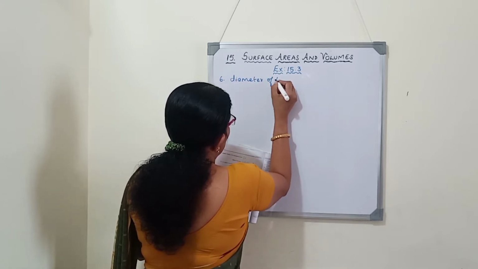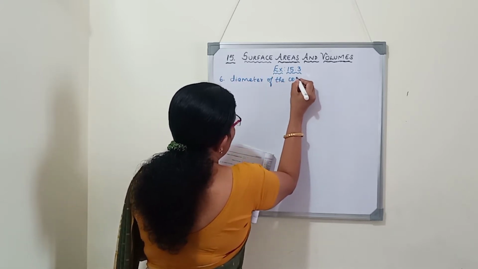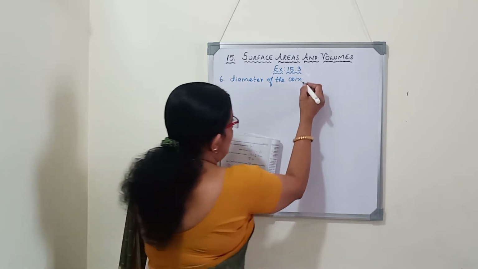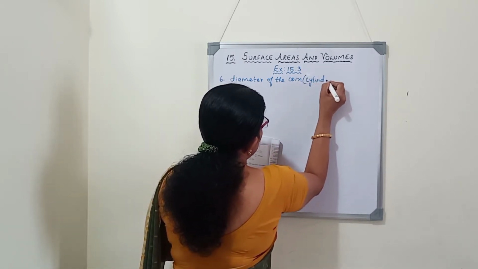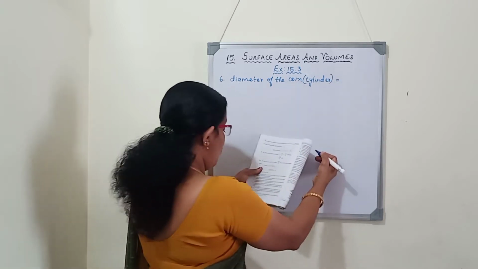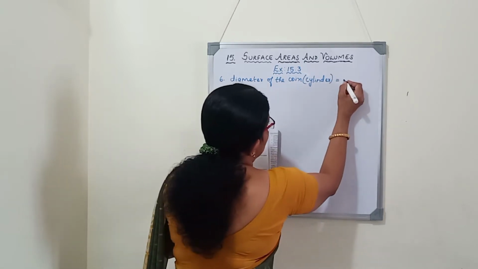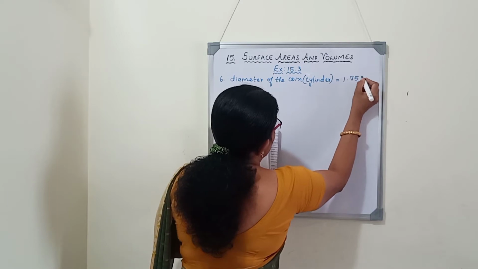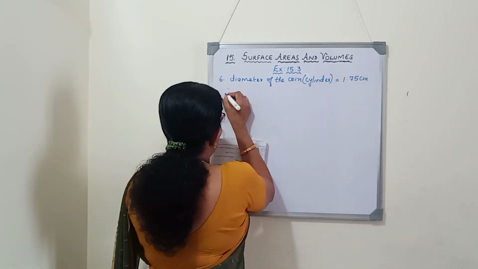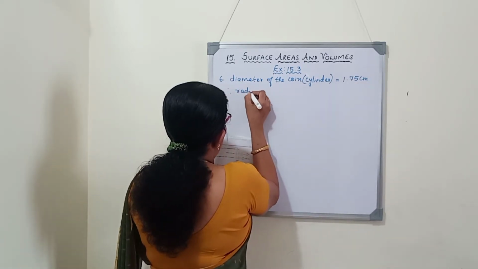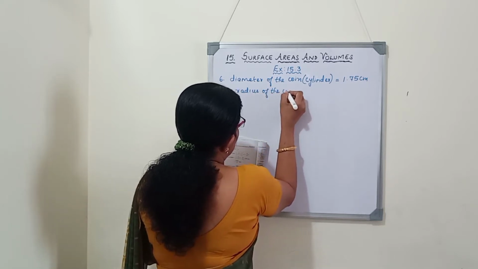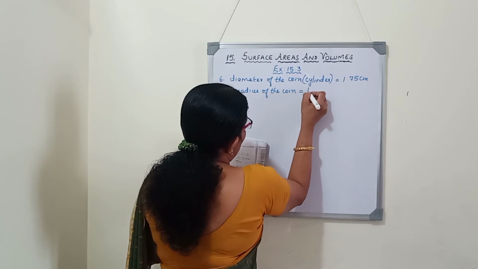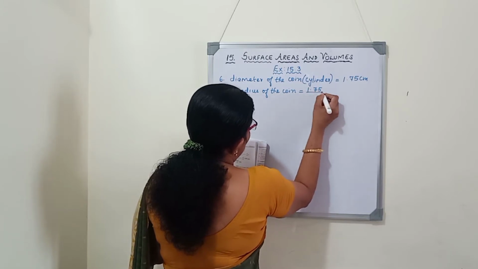Diameter of the coin. Coin is in the shape of a cylinder. So for coin, we write cylinder. Diameter is 1.75 centimeter. Therefore, radius of the coin is 1.75 by 2 centimeter.